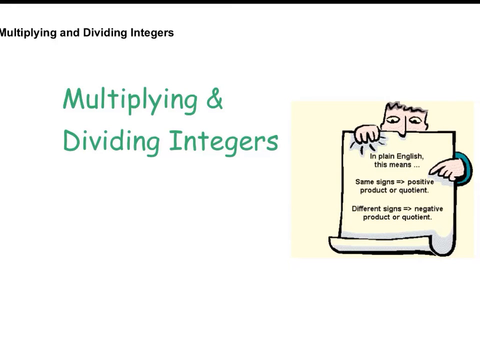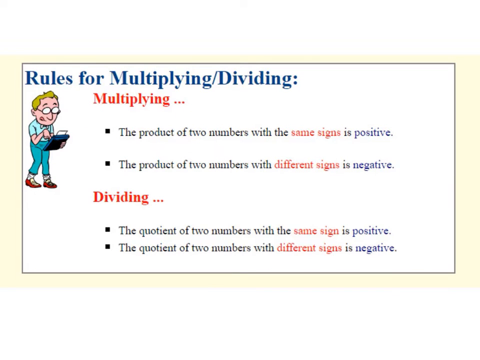Multiplying and dividing integers. Let's just review the rules that we need to keep in mind when we're working with multiplication or division of integers. Those rules are, if we're multiplying and we have two numbers with the same sign, we get a positive answer. Let me point out this vocabulary word right here, product. Product means multiplication. So if we're asked to get the product of two numbers and the signs are the same, we get a positive answer.